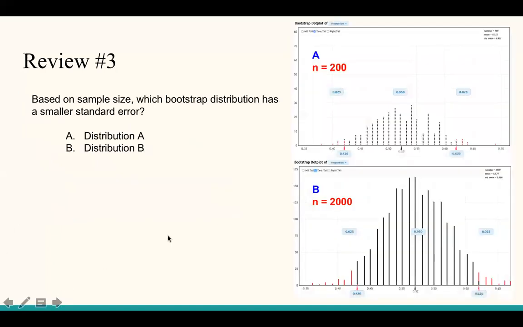I think this is the last question we have. Based on sample size, which bootstrap distribution has a smaller standard error? Distribution A or distribution B?